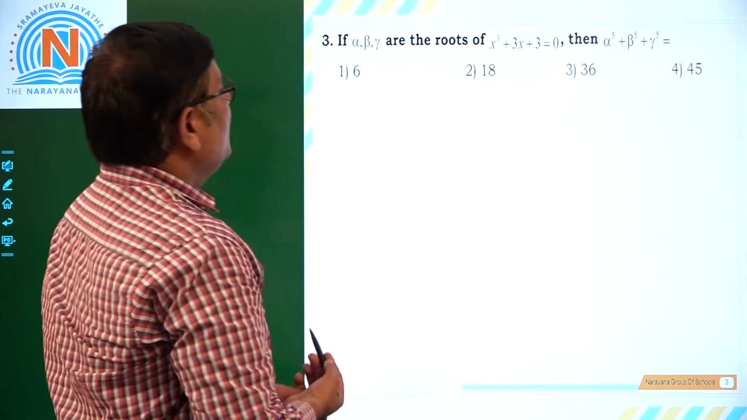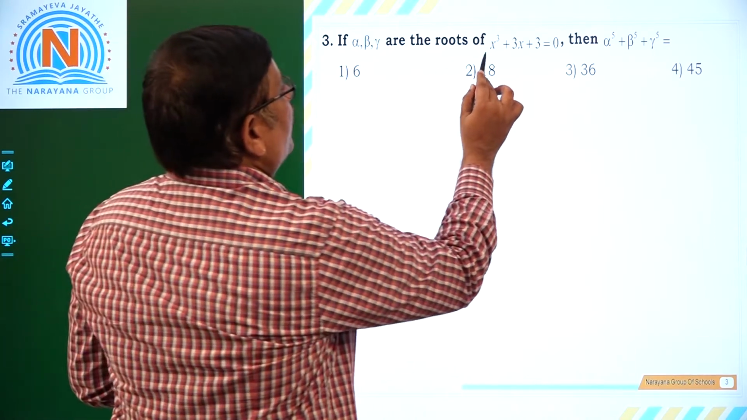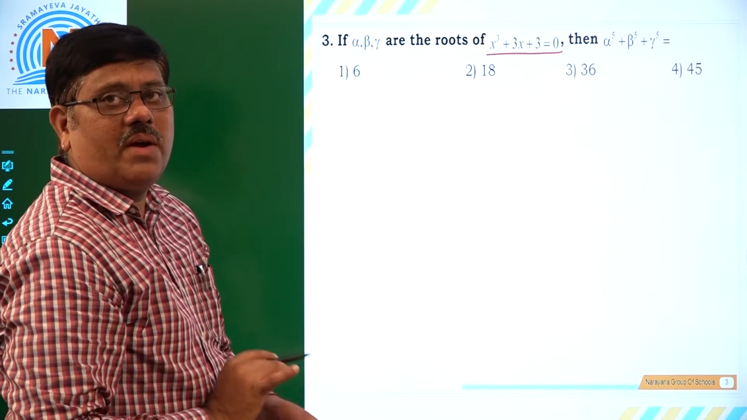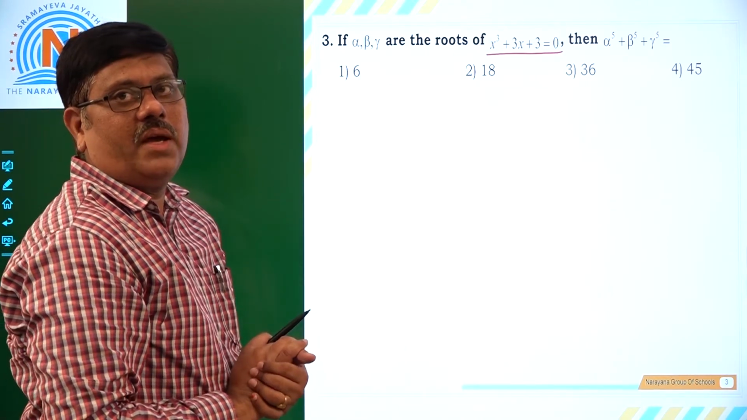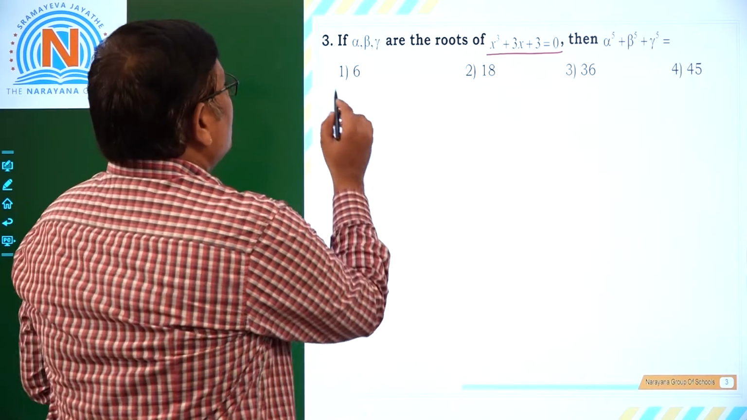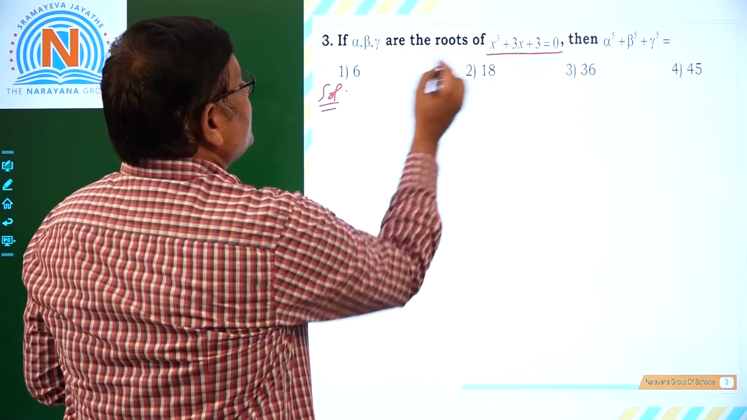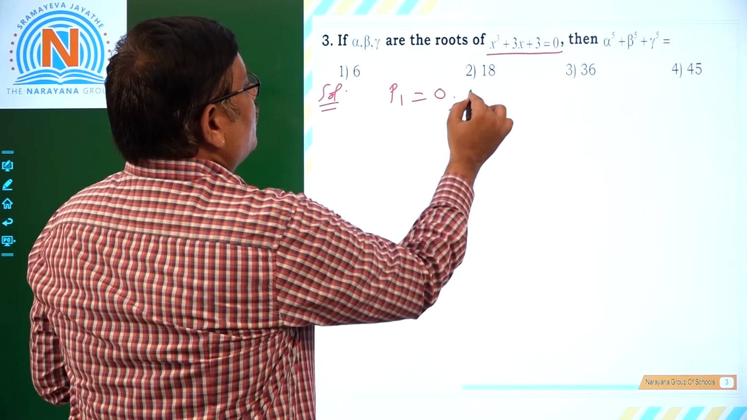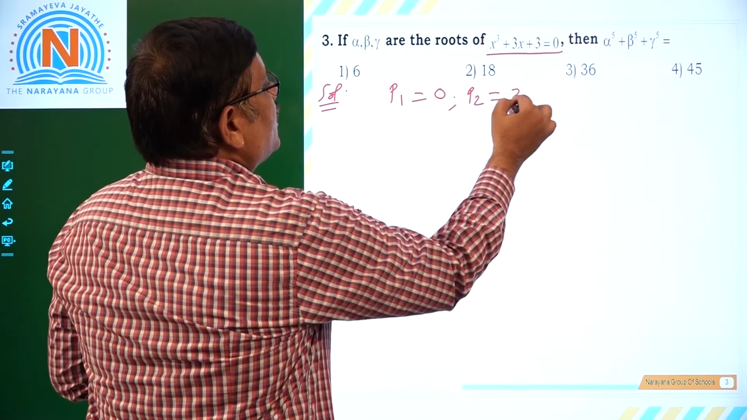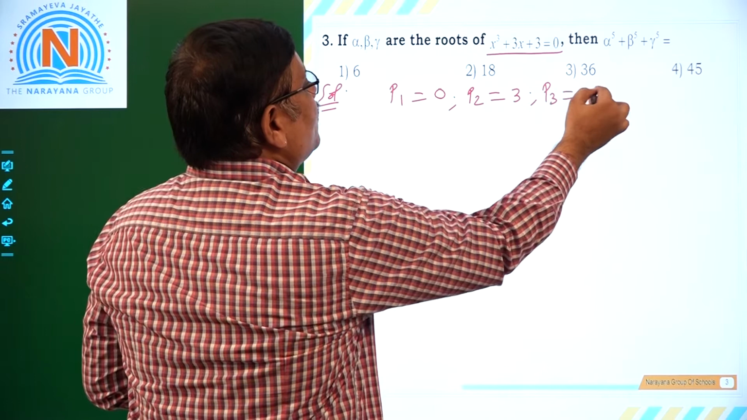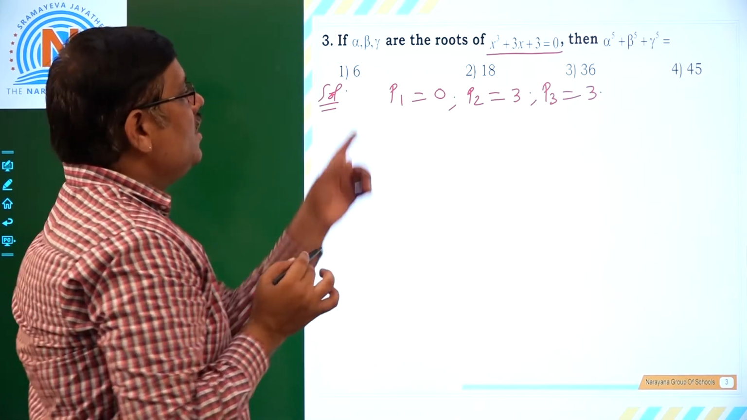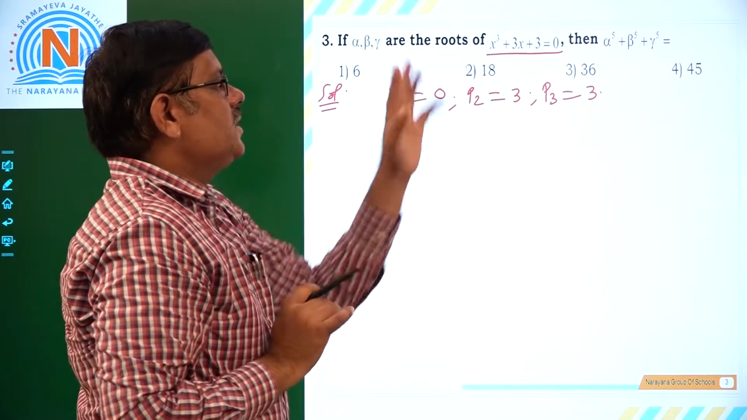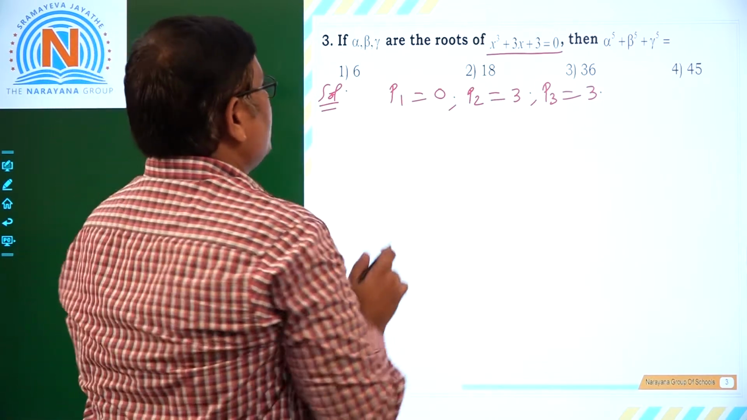Next, if alpha, beta, gamma are the roots of x cube plus 3x plus 3 equals 0, then what is the value of alpha power 5 plus beta power 5 plus gamma power 5? Yes, 5 he is asking. So solution, let us start. Here we see P1, the x square coefficient is not there, so that is 0. P2 is x coefficient, that is 3. P3 is the constant term, and that is 3.